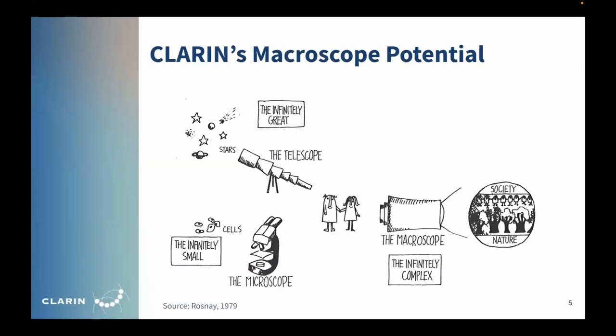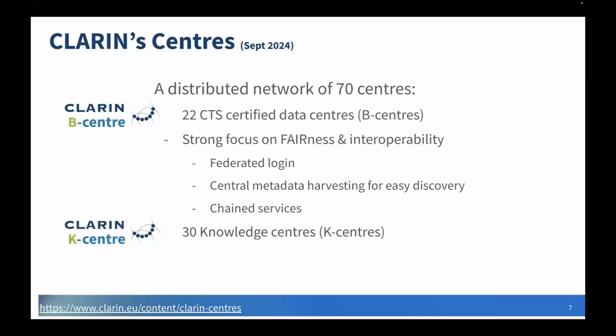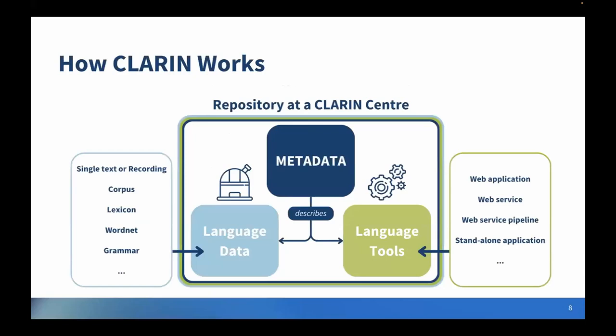So this is just to explain that Clarin deals with this macroscope perspective, so not the telescope, which explores the infinitely great, or the microscope that explores the infinitely small. Also, Clarin is a complex infrastructure spanning various member countries and a number of centers. They are both data and services centers, but also knowledge centers. And in those knowledge centers, a number of training activities are carried out.